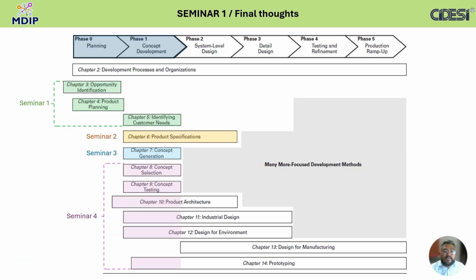The steps developed in this seminar are fundamental for the development of our thesis project. For Seminar 2, we need to do the research to get the product specification. Later, we will continue with the concept generation in Seminar 3. Finally, in Seminar 4, we will proceed with the concept selection.